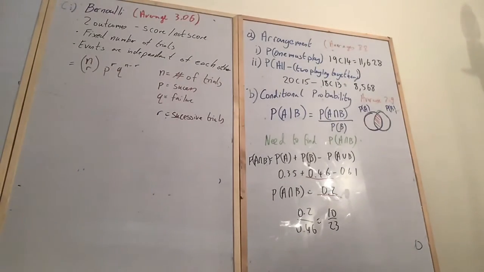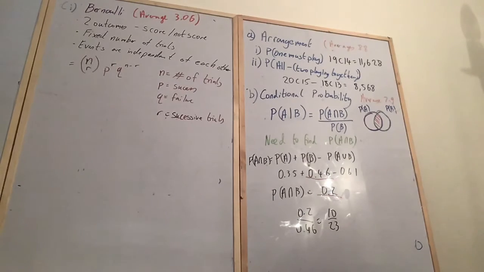Okay, so what let a lot of people down was Bernoulli's trials. So how did you know that this particular question was a Bernoulli's trial? The Bernoulli's trial has specific characteristics. The characteristics that you can clearly see is that there's two outcomes. He either scores the penalty or he doesn't score the penalty. There's a fixed number of trials, so he takes 12 penalties. Okay, and the events are independent of each other.